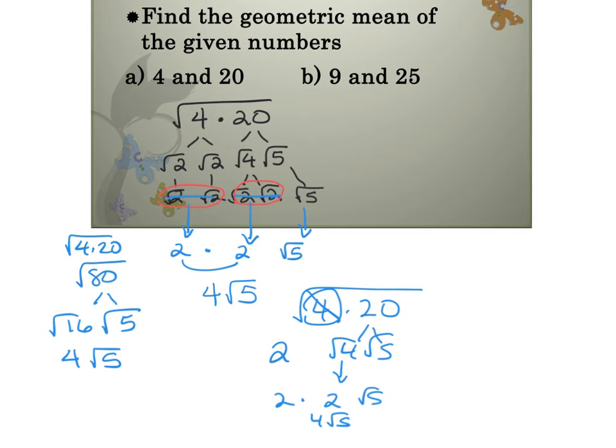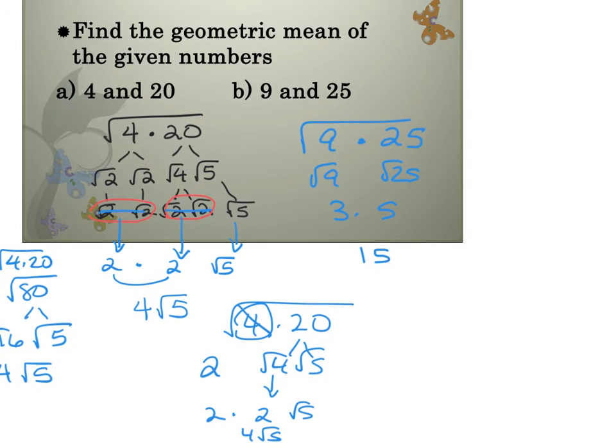Now, if you notice, both of these are perfect squares. You could also think of this as the square root of 9, square root of 25. Get 3 times 5, and the answer here is 15. You could have also multiplied it. 9 times 25 is 225. If you know your perfect squares, the square root of 225 is 15. Or, let's say you didn't realize 9 and 25 were perfect squares.